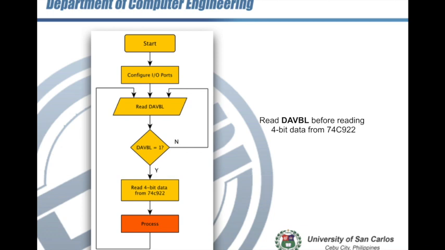that's where the DAVBL would come in. The DAVBL would go to logic 1 if any of the keys is pressed. So that's why here we read the DAVBL and then evaluate whether it is equal to 1. Otherwise, you continuously read the DAVBL until it is equal to 1. And after that, you can now read the 4-bit data, and what you do with the 4-bit data would be in this particular process.